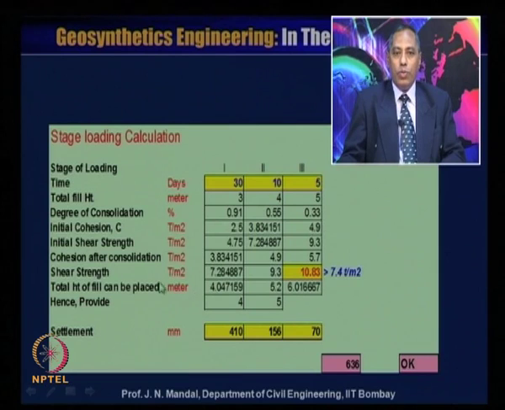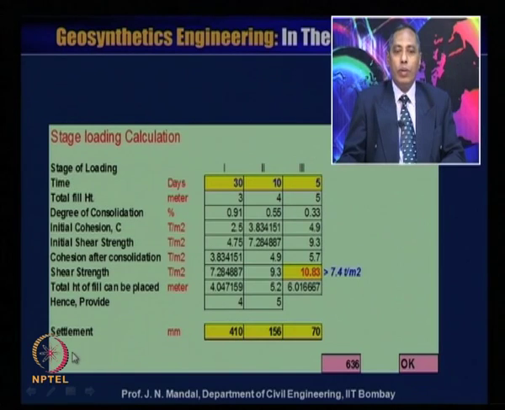And the shear strength value, which is important to us, is in the first stage 7.28 ton per meter square, second stage 9.3 ton per meter square, and the third stage 10.83 ton per meter square, which is greater than 7.4 ton per meter square. So, the total height of the fill that can be placed is initially about 4 meter, then 5.2 meter, and in the third stage 6 meter. Hence, provide 4 and 5.